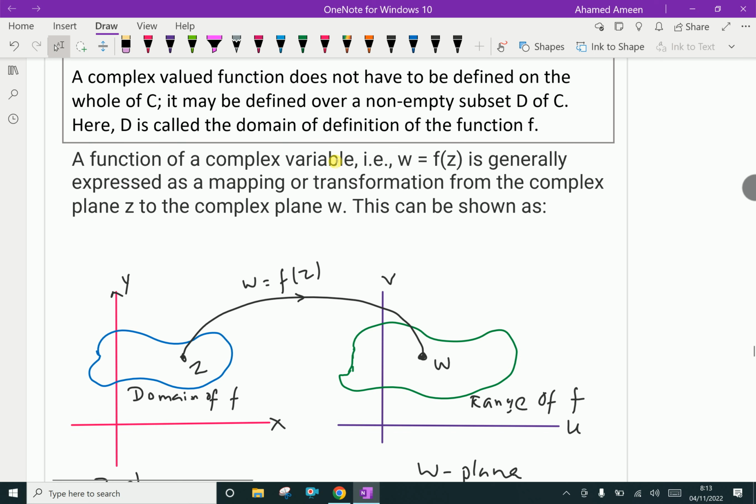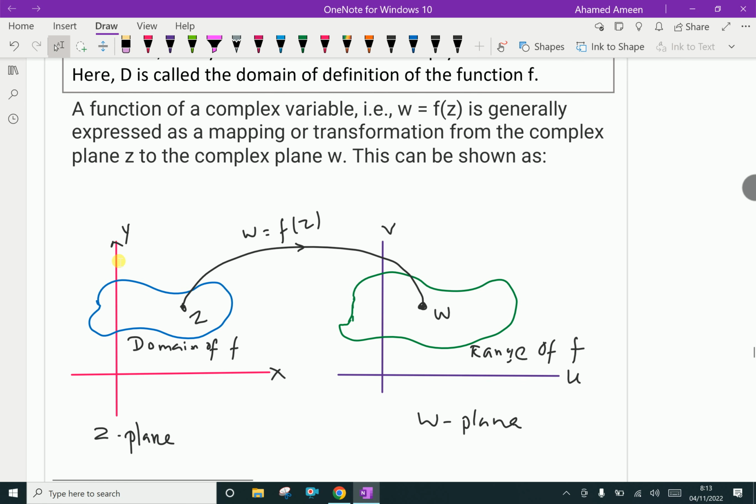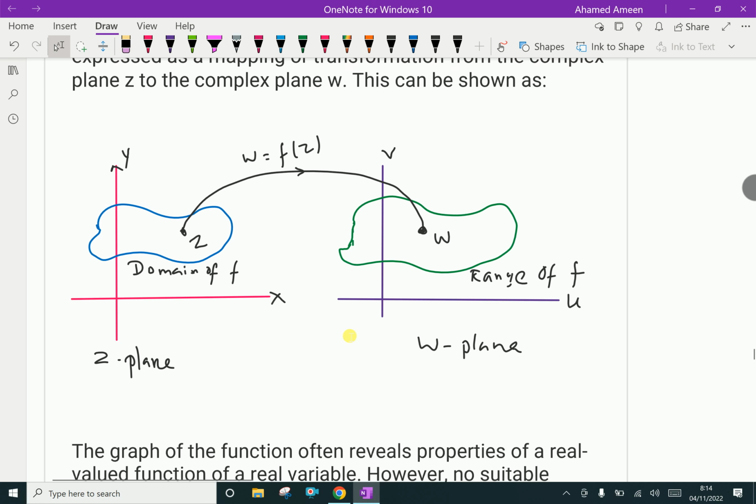A function of a complex variable, that is w equals f of z, is generally expressed as a mapping or transformation from the complex plane z to the complex plane w. This can be shown pictorially. Here this is the xy plane, that is the domain of f, which is transformed to the uv plane, that is the w plane, like w equals f of z. Here the domain of f is this, and the range of f is this one.